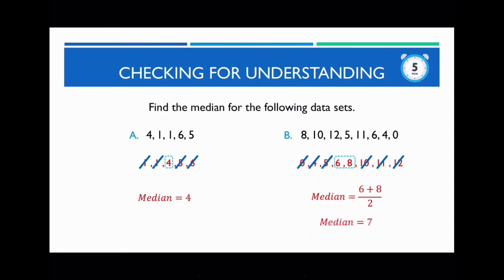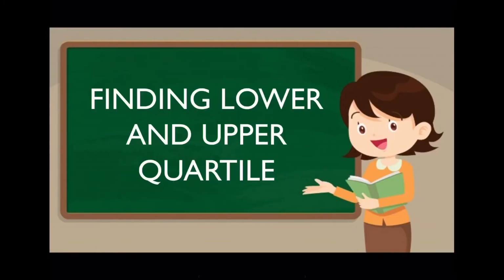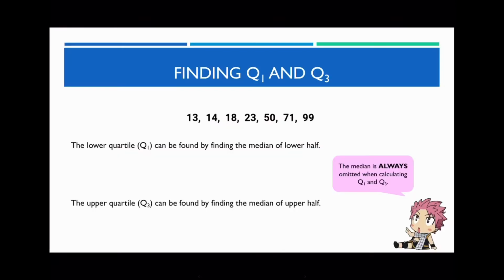We're going to be moving on to the next part of today's lesson, which is finding the lower and upper quartile. Now, the lower quartile and the upper quartile are found in the same way as how you found the medians. Remember, when you find the median, it essentially splits the data set into two halves, since the median represents 50% of the data set. To find the lower quartile, you find the median of the lower half, and in contrast, to find the upper quartile, you find the median of the upper half.